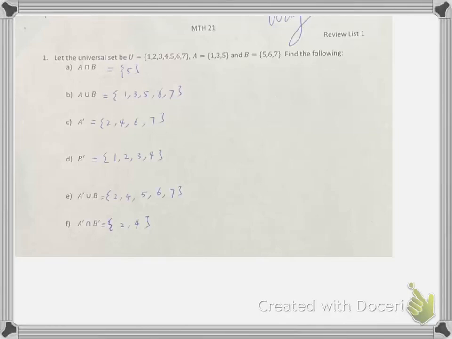Okay, so this is our review list for Math 21. In the beginning, we talk about complement set, union, and intersection of sets.